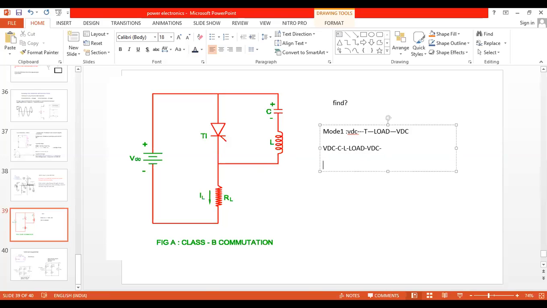Now tell me mode 2, anyone. I'll give 1000 rupees cash prize for this one. Mode 2, what should be the explanation? Think and tell me.